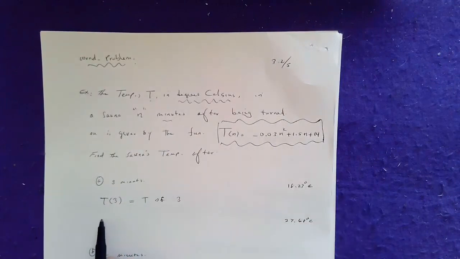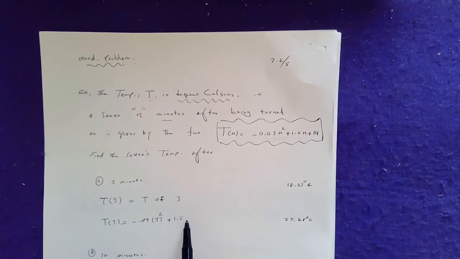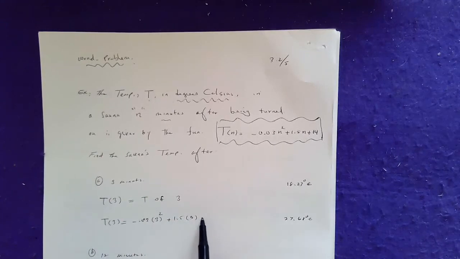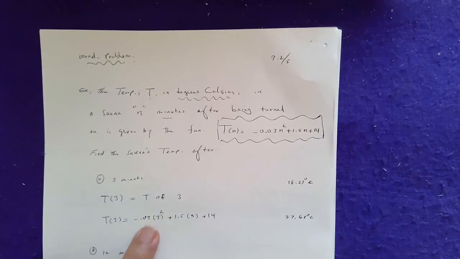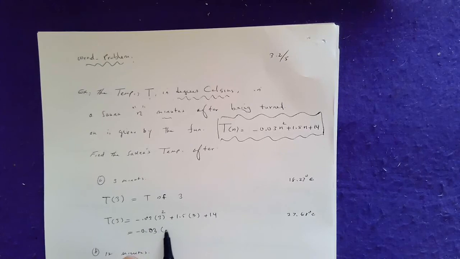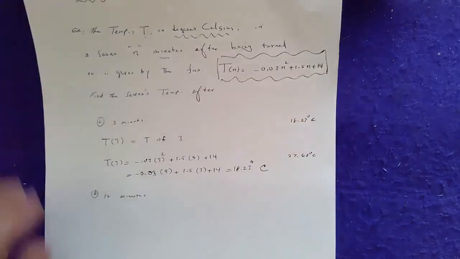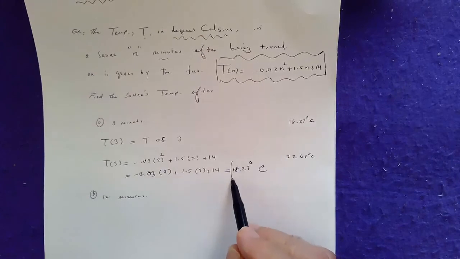You go back into the box, replace the n's with 3. And then you follow the order of operations and work this out. Remember, first you gotta do the exponent. So that's negative 0.03 times 9 plus 1.5 times 3 plus 14. And this comes up to 18.2 degrees Celsius. So that would be the temperature of the sauna after 3 minutes. And there you have it.